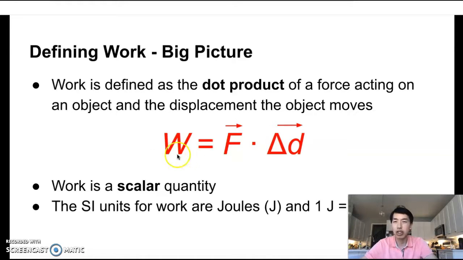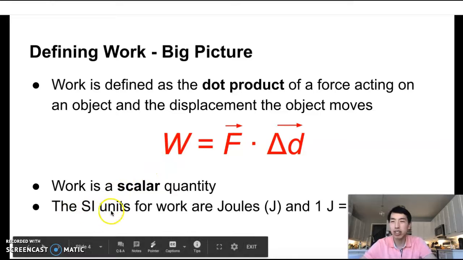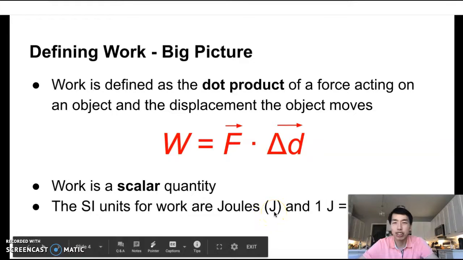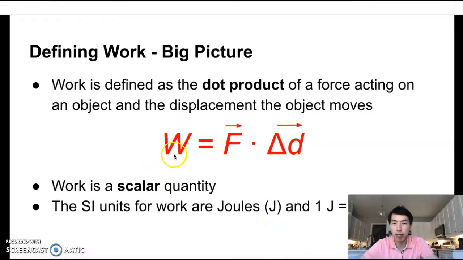And then it's got units. The SI units, or the standard units of work, are called joules. That's named after a scientist who did a lot of work with energy, which is the main thing we're talking about this unit. So joule is a capital J. W is measured in joules, or J.